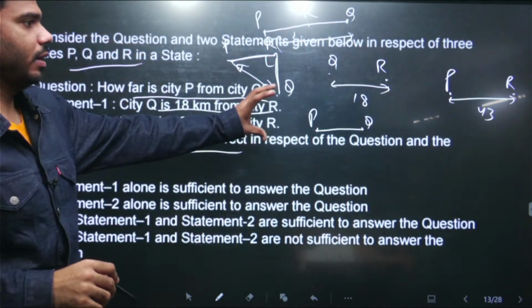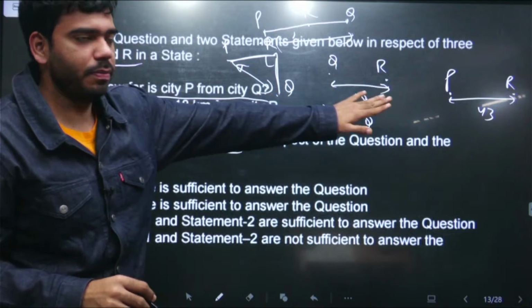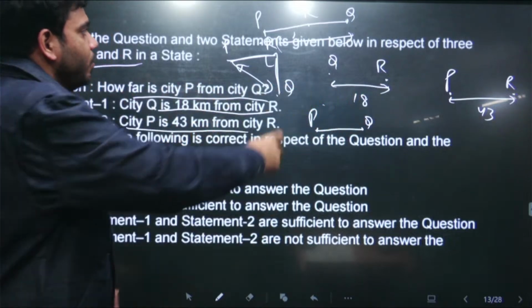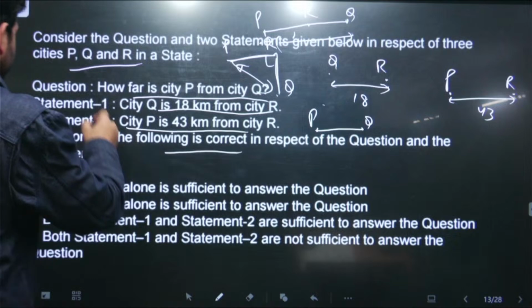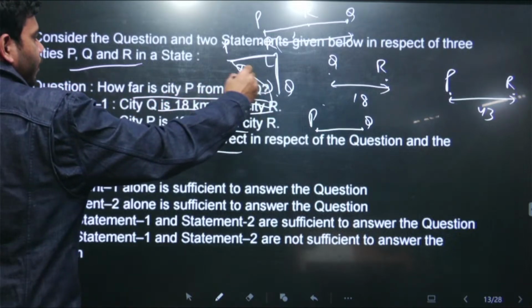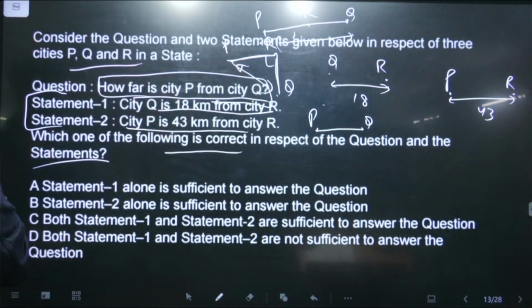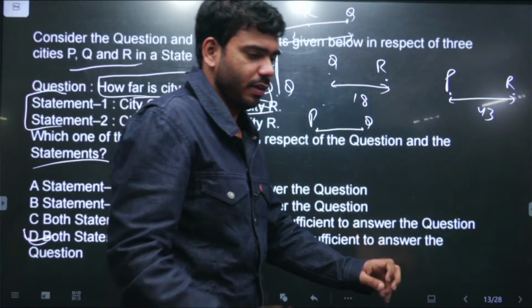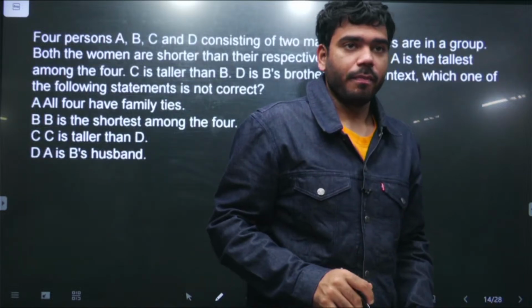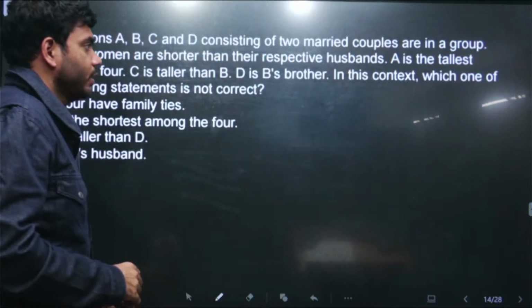Since we don't know the directional alignment between QR and PR, we cannot know the distance between P and Q. So even using both the statements, we cannot find the distance between P and Q. Option D is correct: both the statements 1 and 2 are not sufficient to answer the question. Right? So this is the next question.